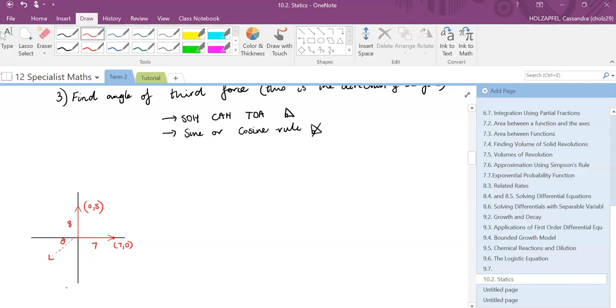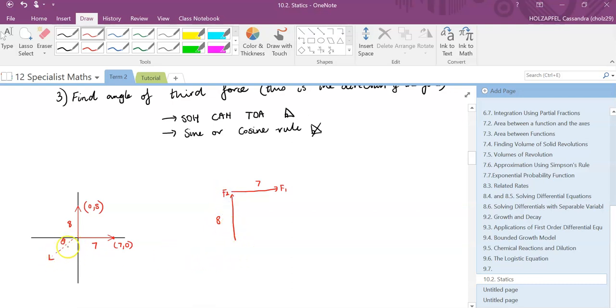The first way that we can do this is by making our triangle. So we've got to make our head to tail, head to tail, head to tail triangle. So I'm going to leave this value here at 7. So this is my first force here. Then I'm going to move this down. So this was my second force here, and that has a magnitude of 8.